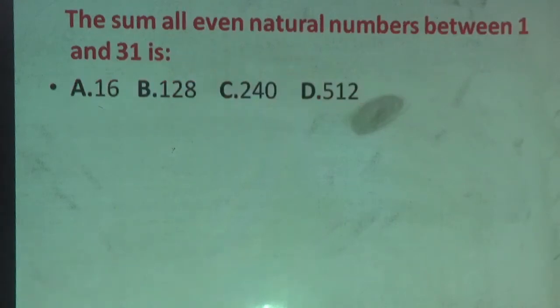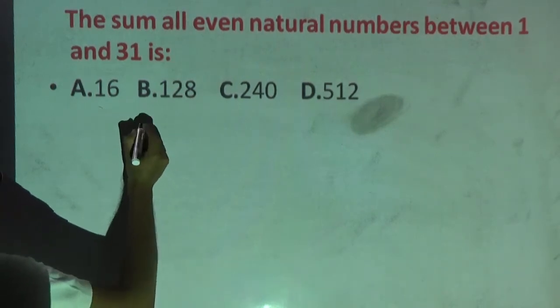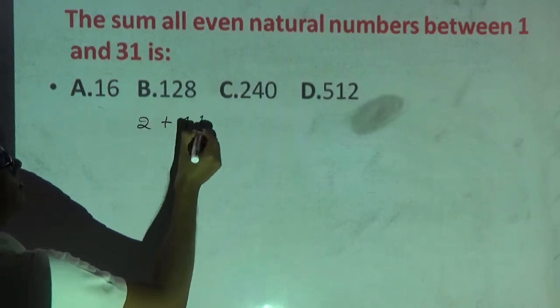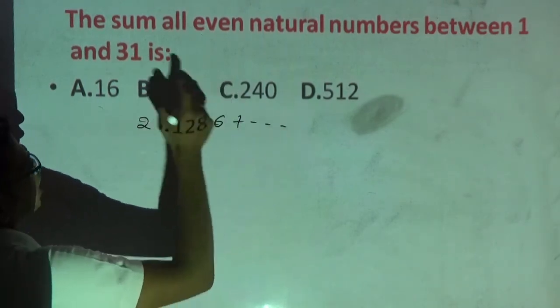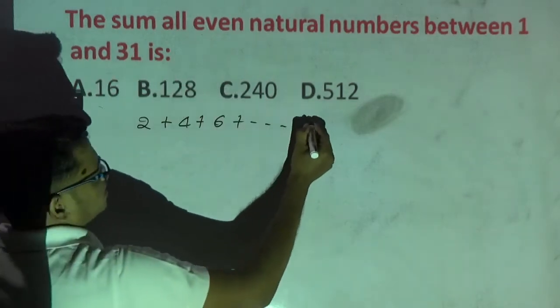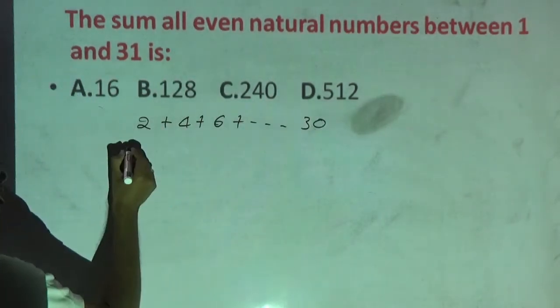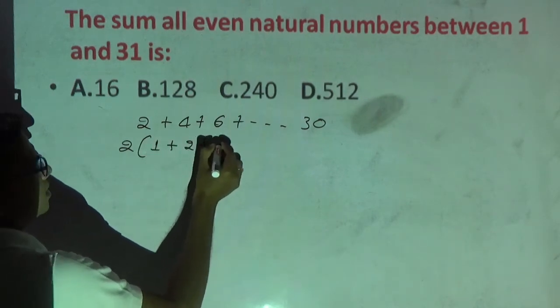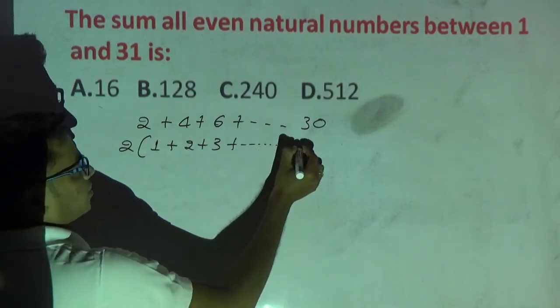Now, the sum of all even natural numbers between 1 and 32 is. So between 1 and 32, which are the even natural numbers? 2, and I want the sum. 2 plus 4 plus 6 plus, up to 31. So what is the last even number? 30. Here what can I take common? If I take 2 common, 1 plus 2 plus 3 plus up to 15.